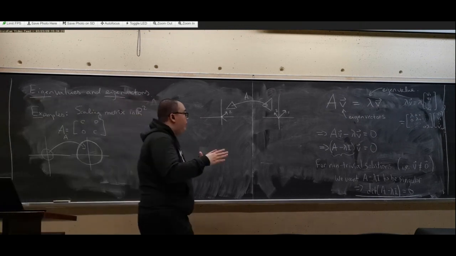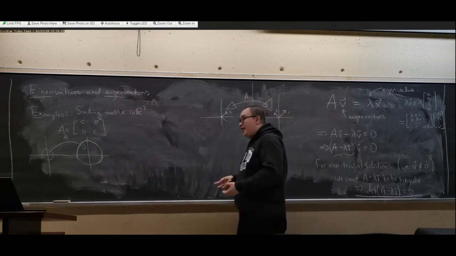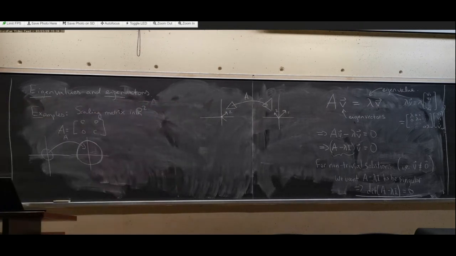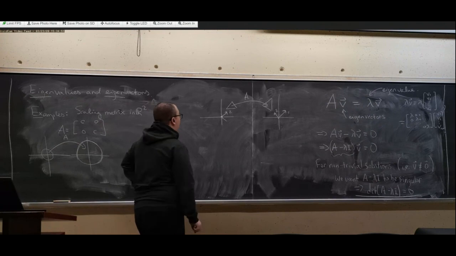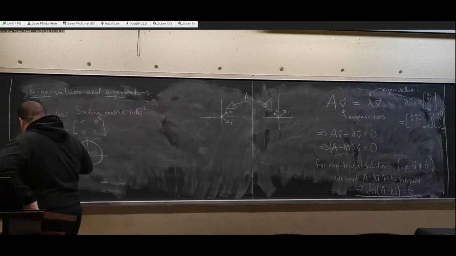So what do you think? Which vectors should remain the same after, at least in terms of direction, which vectors should remain in the same direction after this linear transformation? Anybody want to say something? Is it all of them? All of them. Why is that?